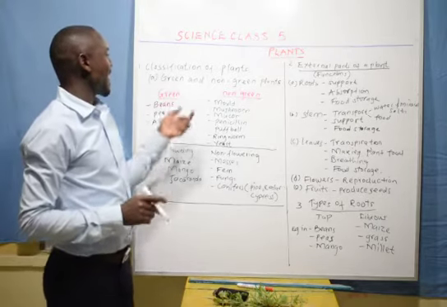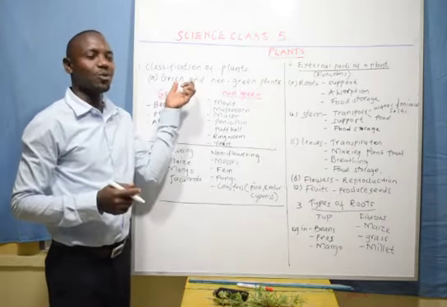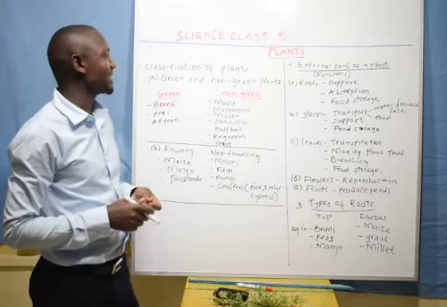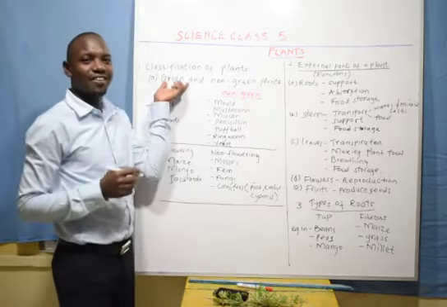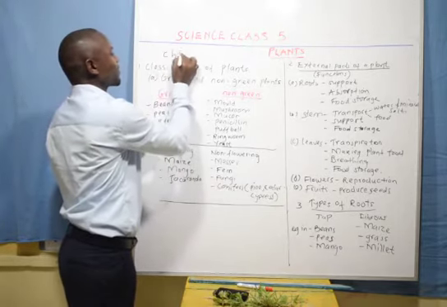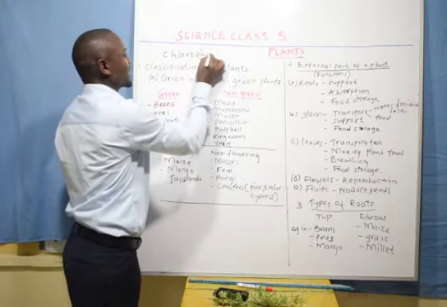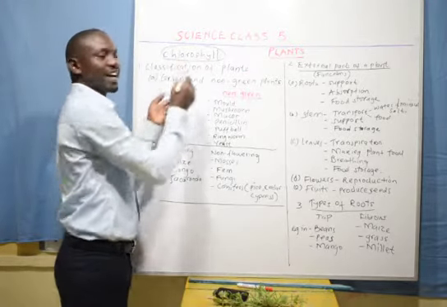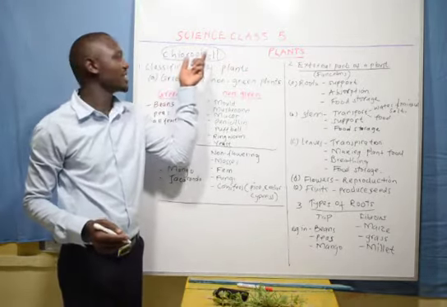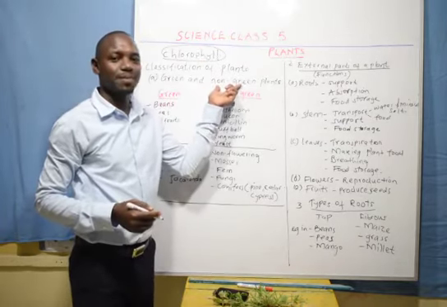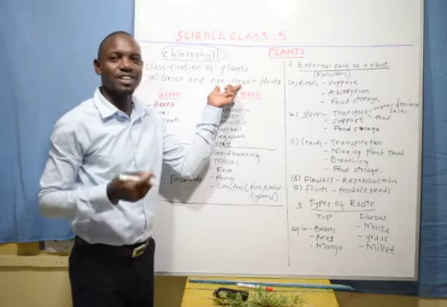Green plants are plants which have their leaves, branches and stems green. Green plants contain a green substance which is found in the leaves, which is called chlorophyll. Chlorophyll is the green coloring matter that is found in the leaves. Non-green plants don't have the green coloring matter. That is, they don't have the chlorophyll.